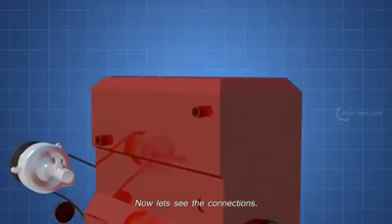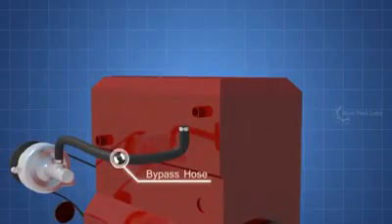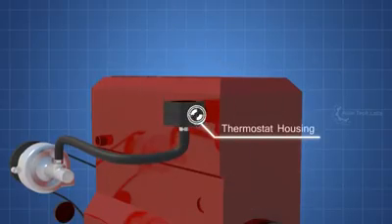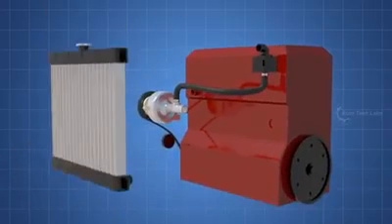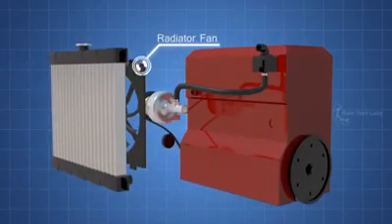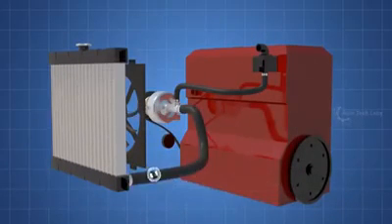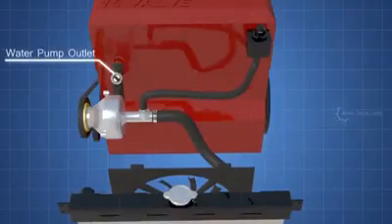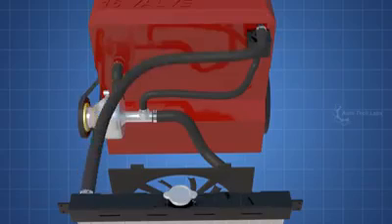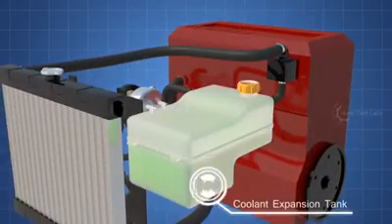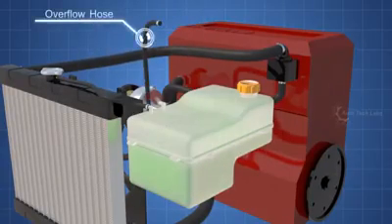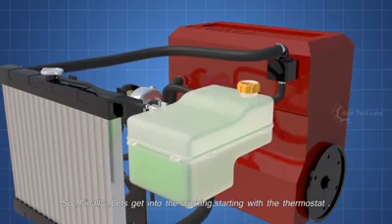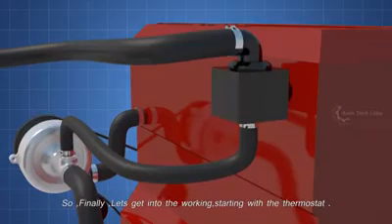Now let's see the connections. The thermostat bypass hose. The thermostat housing. Inside the thermostat. The radiator, and the radiator fan. The lower radiator hose. The water pump outlet hose. The upper radiator hose. The coolant expansion tank. The expansion bleed hose. The coolant overflow hose. So, finally, let's get into the working, starting with the thermostat.